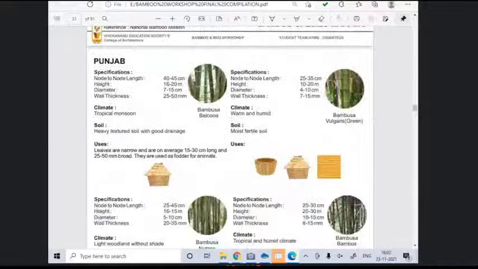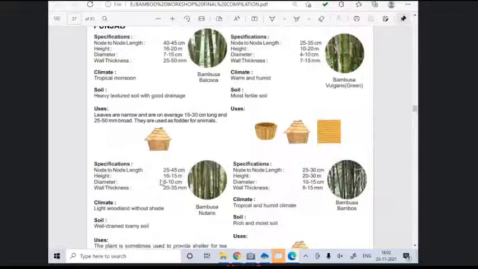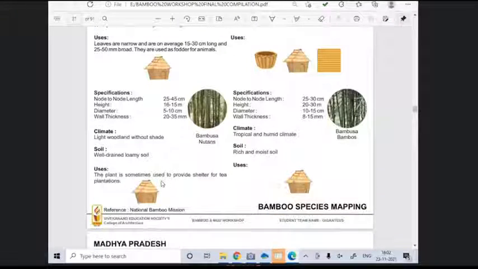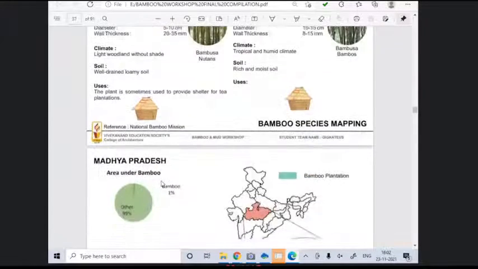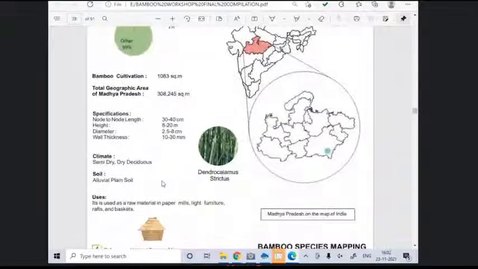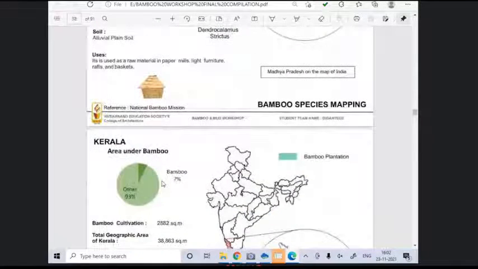According to our analysis, it is probably because the awareness regarding bamboo plantation is not there in these states. Also, these states are more prominent in other crops like wheat, rice, and other staple diet crops.